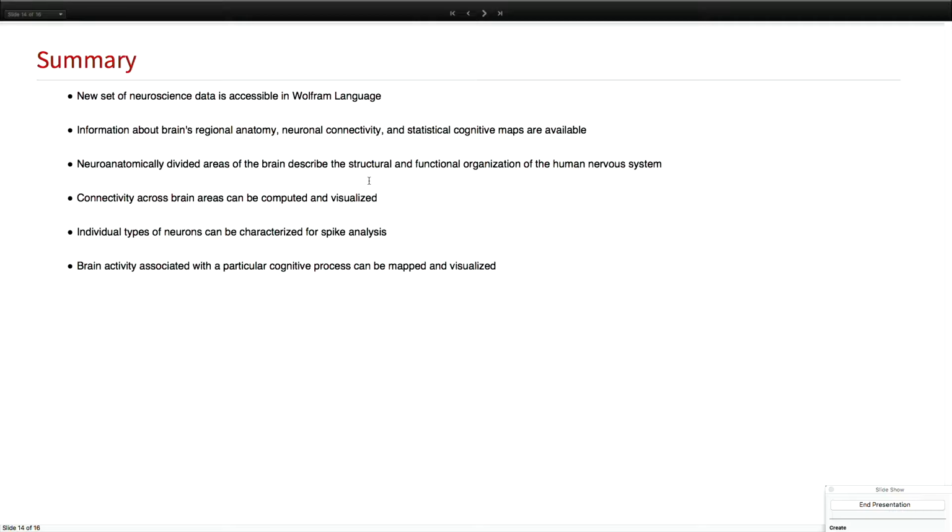And also we have information about individual types of neurons, and those can be characterized for spike analysis. And finally, we also have statistical maps of brain activity to illustrate or visualize the brain activity associated with cognitive function, and those can be further processed or extracted for graphics computation.